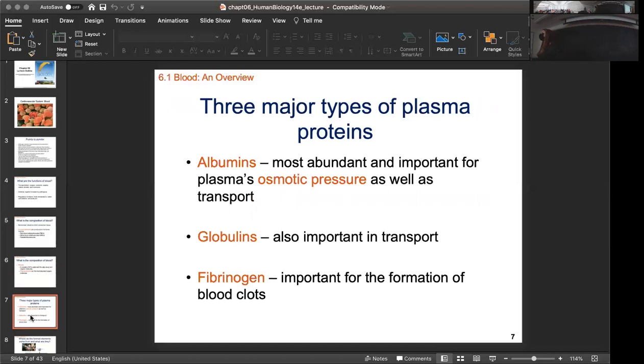Okay, there are 3 major types of plasma proteins. So these are just proteins. Remember, proteins are a macromolecule. They help with a lot of functions in the body. These are the types of proteins that are found in the plasma.